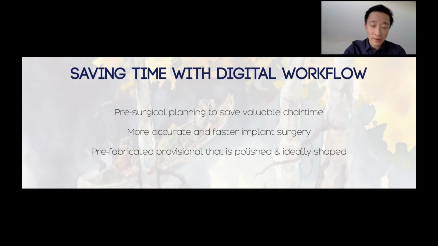And finally, the prefabricated provisional, which is probably the part that saves me the most time because that is definitely not my strong suit, but making provisionals, I understand, is very important, but it does take a lot of chair time. And with the metal portion of the abutment being polished already, it just saves you a ton of work, even if you have to make some adjustments like we did to match the shade a little bit better.